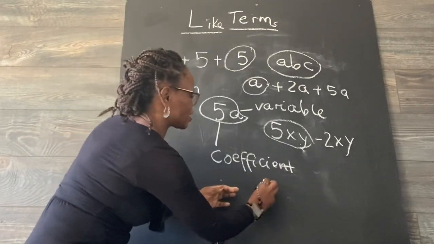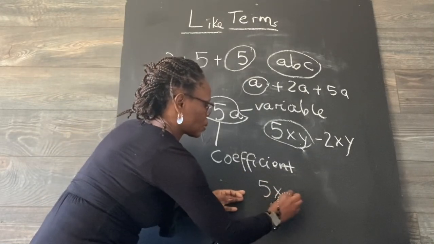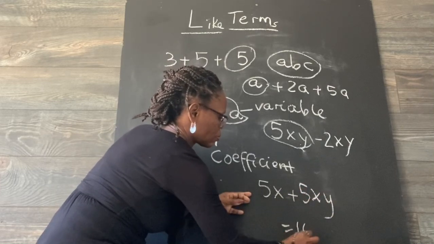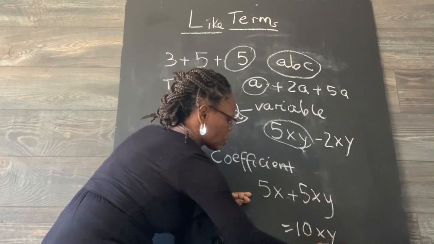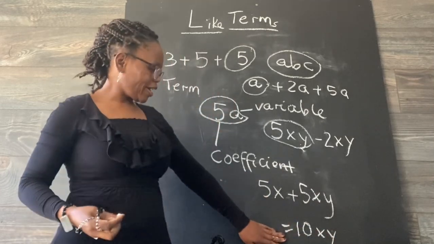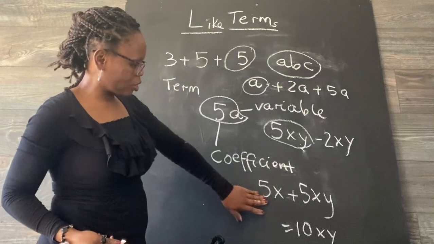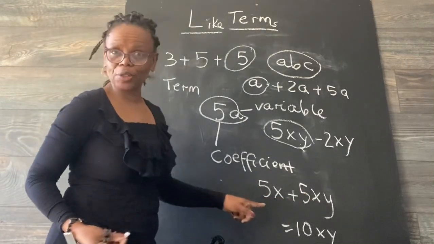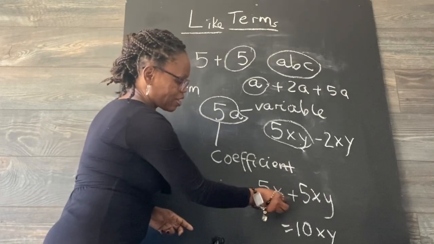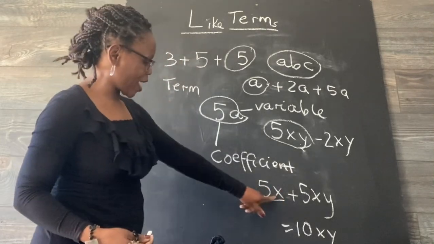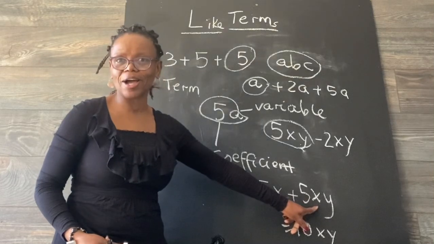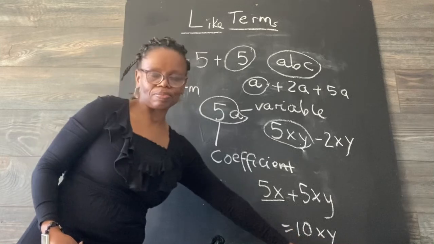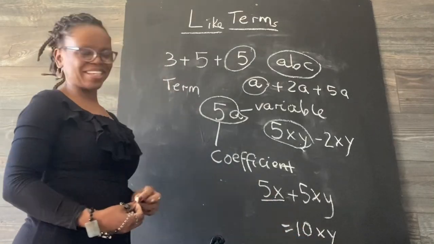Here is a common mistake. Why is it that we cannot add these two? Why? Because they are not like terms. Here, 5 has the last name x. Over there, the last name is xy. These are totally different names, so we cannot add them. Different last names. Does that make sense?